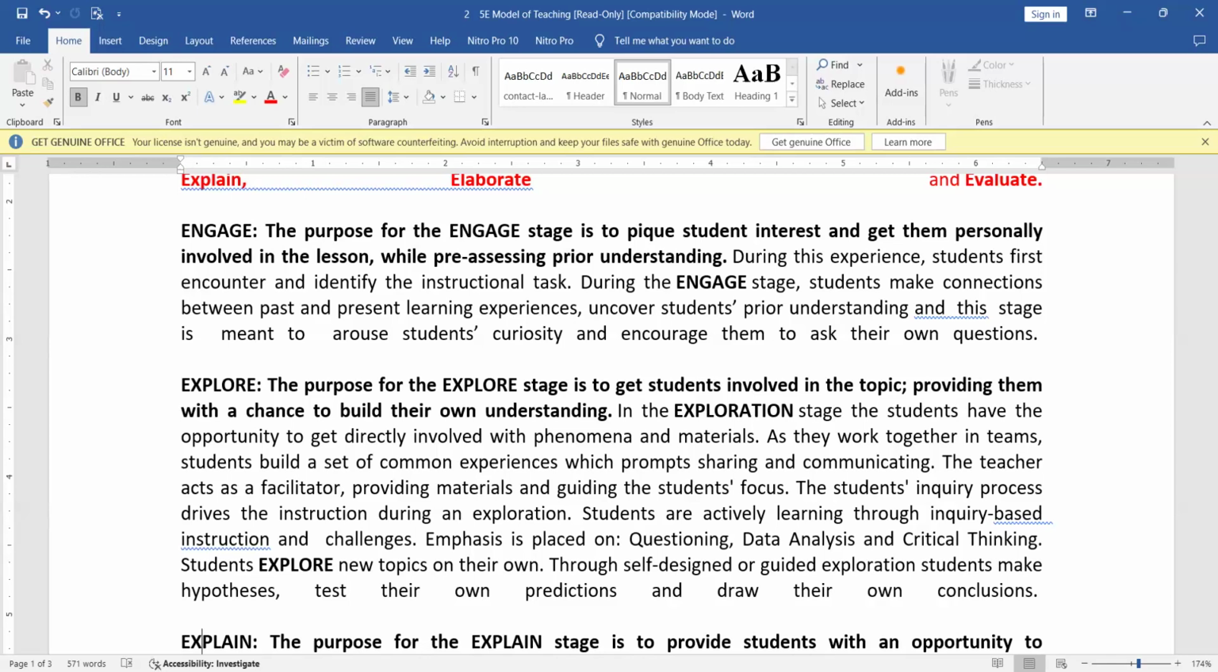Is it clear? Yes, ma'am. Is it clear? Yes, ma'am. If it is not clear, you can ask me, right?